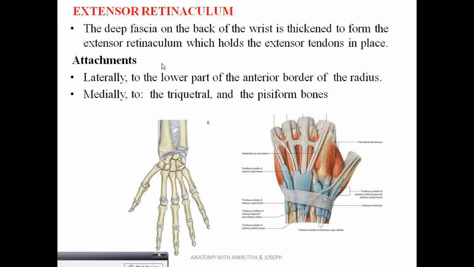so it can extend the wrist. Extensor retinaculum is similar to flexor retinaculum, but this is seen on the extensor aspect of the wrist, and this holds the tendons in position. The deep fascia of the back of the wrist is thickened to form the extensor retinaculum, which holds the extensor tendons in place. Attachments: laterally it is attached to the lower part of the anterior border of the radius, and medially it is attached to the triquetral and pisiform bones.